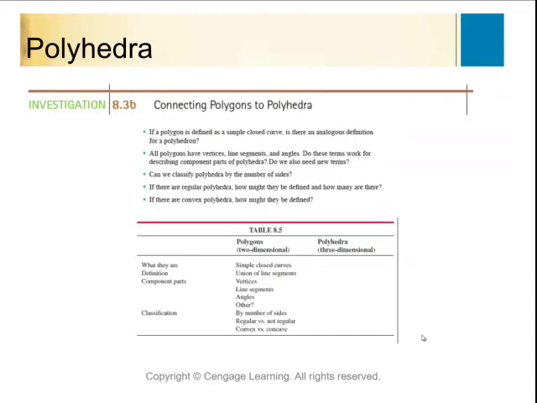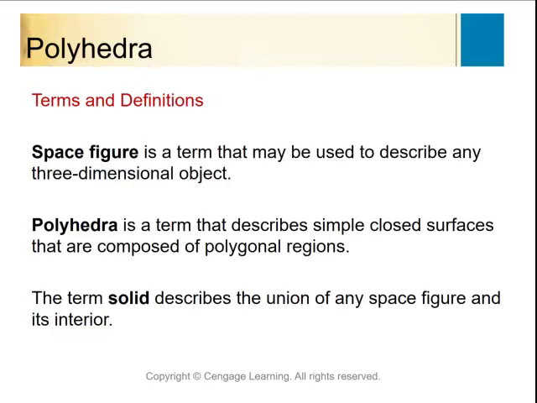We can look at what kind of angles there are in our polyhedra, the number of sides that we have, whether or not all the sides are the same size and shape, whether they are convex or concave, and all those different features we're going to be looking at in terms of three dimensions as well.